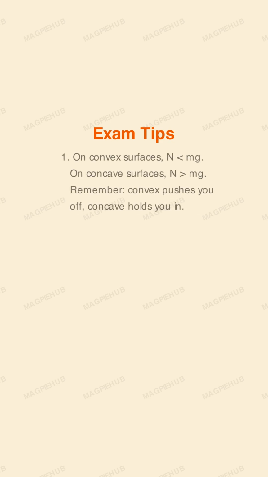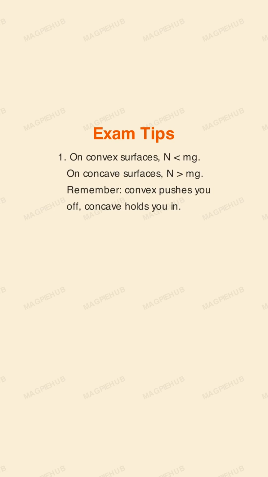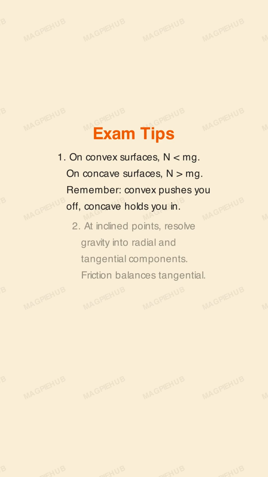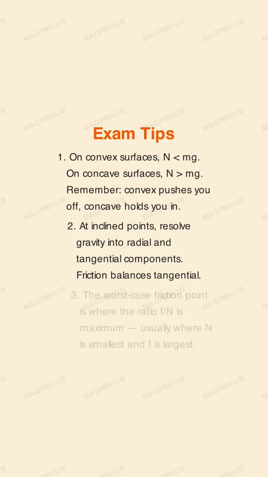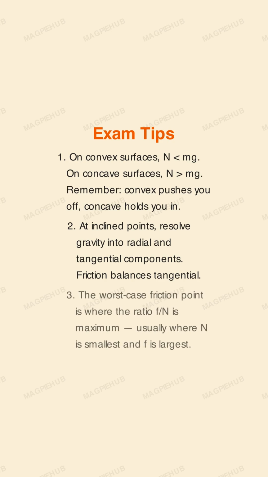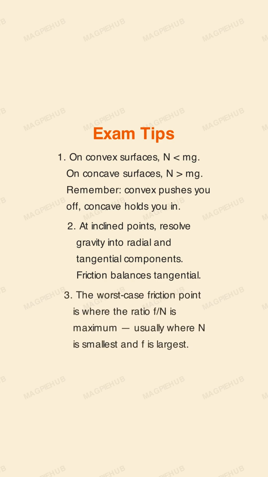Exam tips. First, on convex surfaces the normal force is less than mg, and on concave surfaces it is more than mg. Remember, a convex surface pushes you off, while a concave surface holds you in. Second, at inclined points on a curved track, always resolve gravity into radial and tangential components. Friction must balance the tangential component for constant speed. Third, to find the minimum friction coefficient, identify the point where the ratio of friction to normal force is maximum. This is typically where normal force is smallest and friction demand is largest.